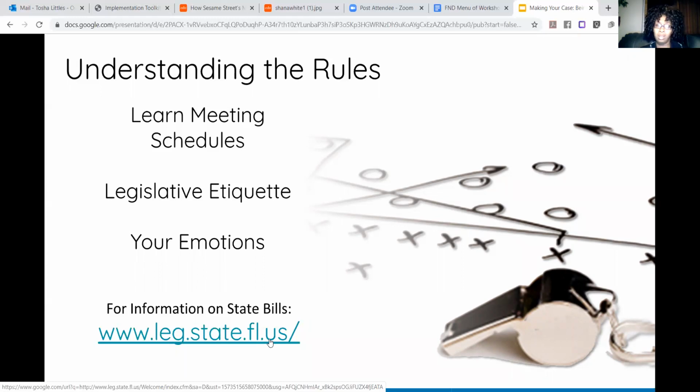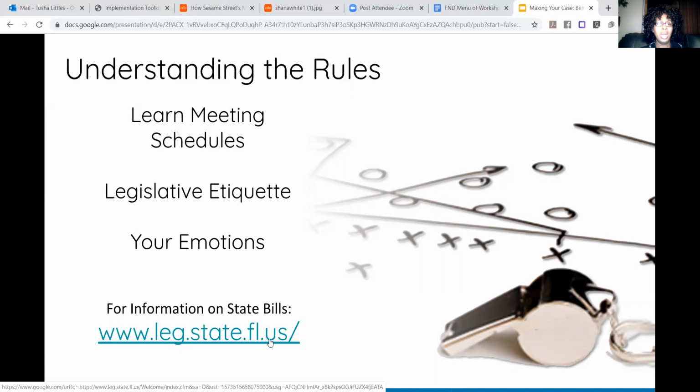So what is legislative etiquette? You know, walking the walk, talking the talk, learning to dress for the part. You want to make sure that you have on business attire and that you're also managing your emotions, because you want to make sure that what you are saying has been heard. And for more information on state bills, you can go to the link, which is our Florida legislative statutes.